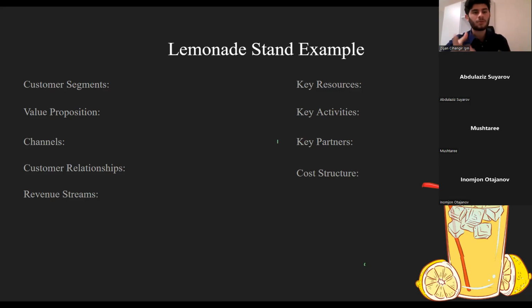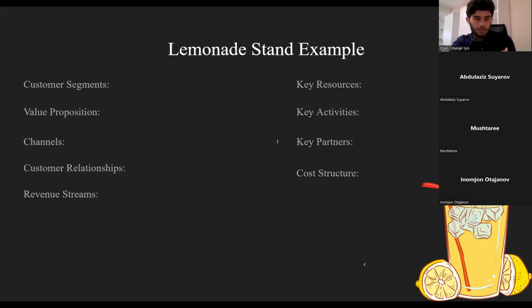But when you start writing them down, you could see, for example, in this lemonade example, we could say the customer relationships could be friends, could be family, could be people from schools nearby, or people from the stores nearby. All of these are customers that would be better if you continue your relationship with, because they might, in the end of the day, come to your lemonade shop and buy lemonade from you.